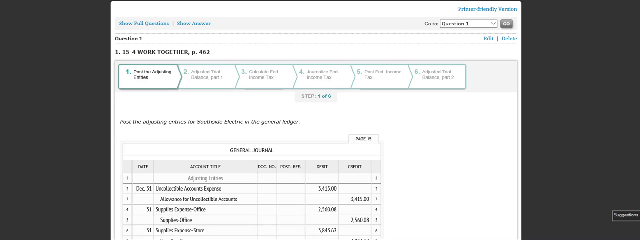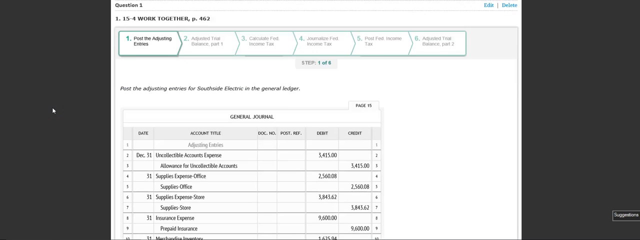Alright, we're working on 15.4, work together. It's going to take a while, just throwing that out there. So the instructions say post the adjusting entries for Southside Electric in the general ledger.